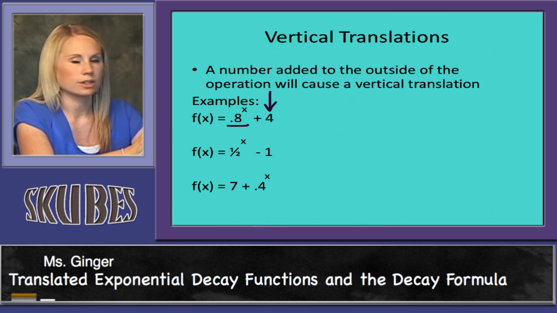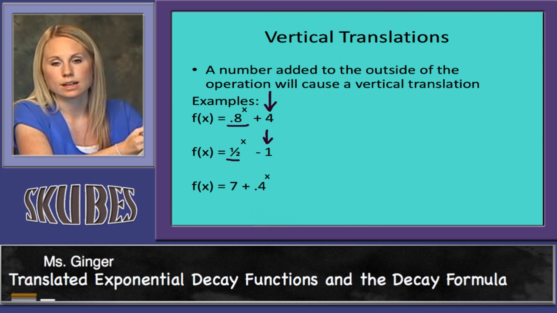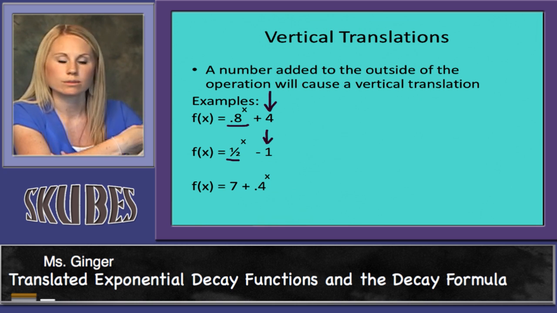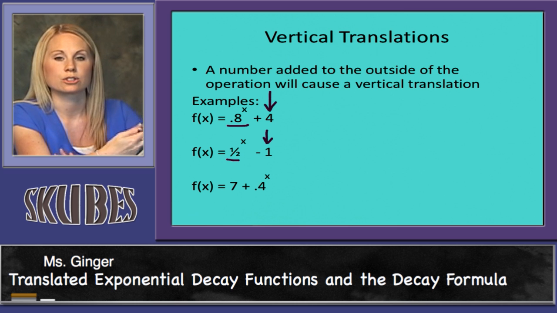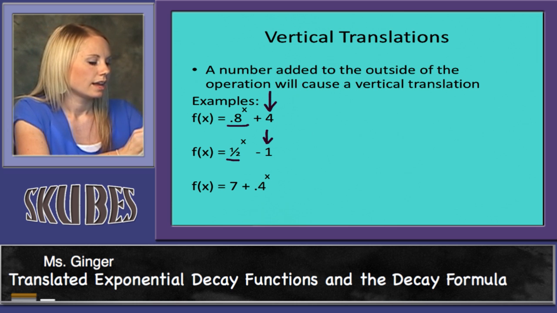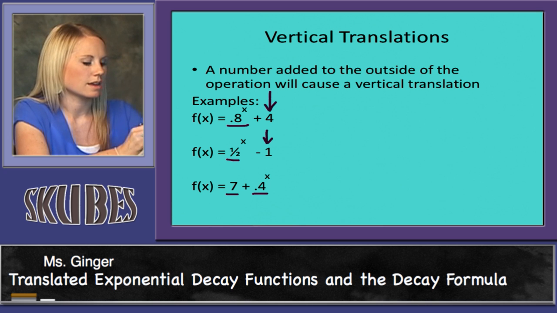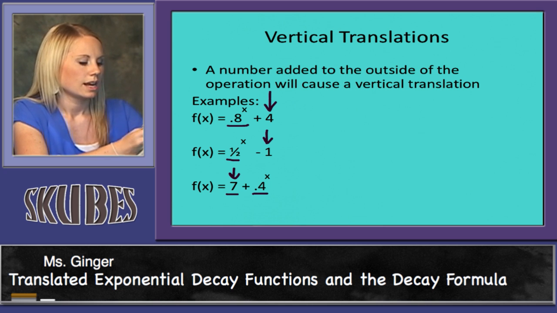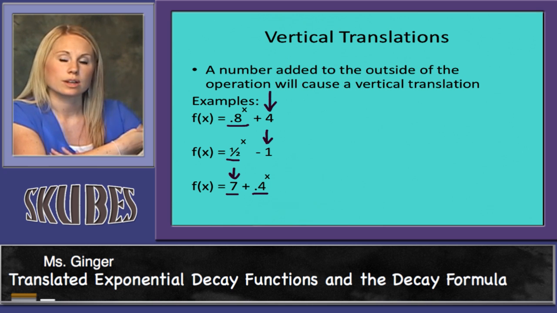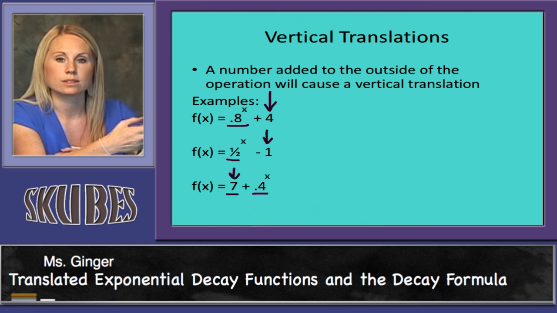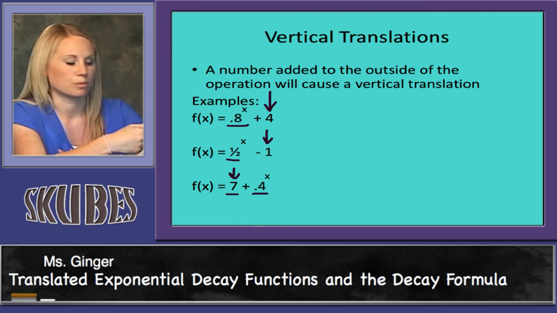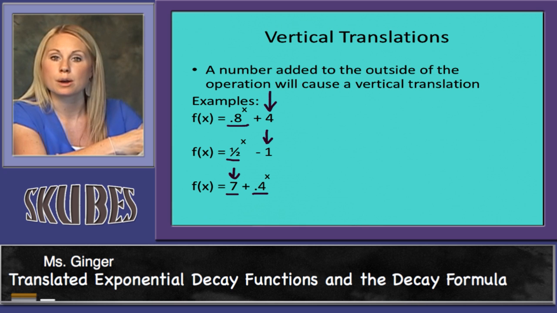Another decay function in the middle here with a number subtracted on the outside, so that's actually going to shift down. All of these numbers on the outside are shifting either up or down. And then last one, we have a number added to our decay function. It doesn't matter that it's placed in the front of the operation. Anytime that it's outside of that base to the power, that's going to cause a vertical movement. So that's going to cause a shift up.